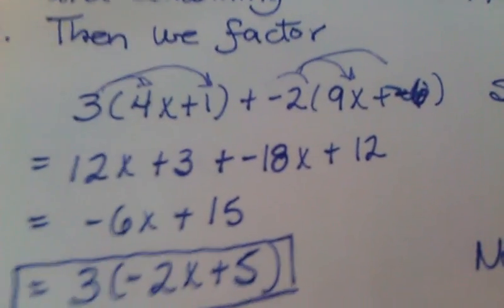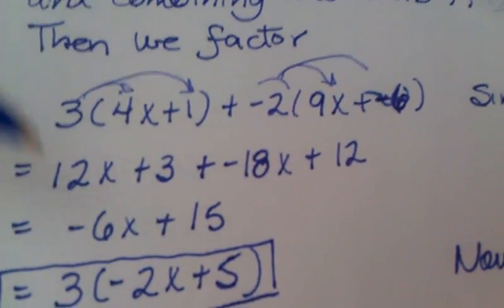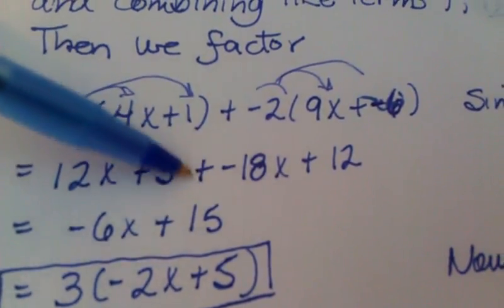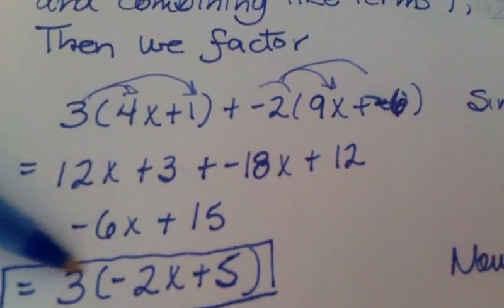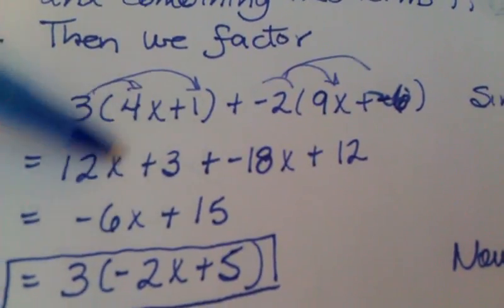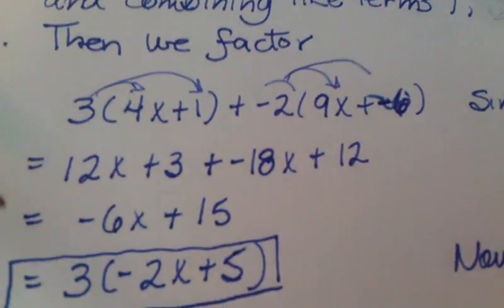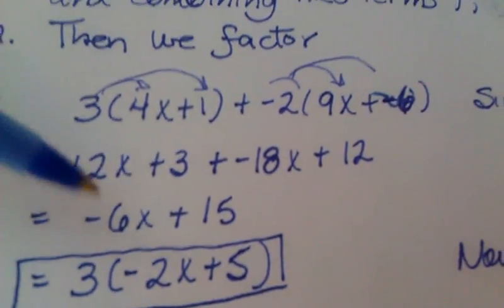Well, now I've done my distributive property, and so I'm going to look and combine like terms. So I have a 12x and a negative 18x. Those combine together to give me a negative 6x. And I have a positive 3 and a positive 12, and those combine together to give me a positive 15. So now I have combined everything.